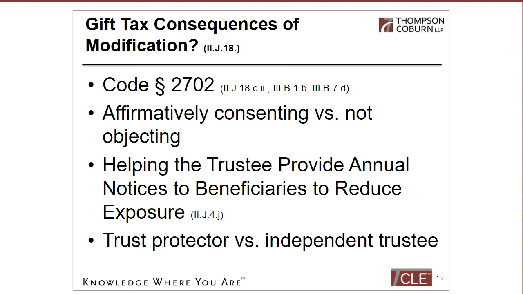And again, of course, the IRS will want to try to use whatever argument it can to get the higher value. Again, if somebody affirmatively consents, then there's a potential for it, like a release, as opposed to if they don't object, well, that's more like a lapse. And of course, you have the 5 and 5 power that's not a lapse. But also, if they don't object, maybe it's just because the cost of objecting is more than the benefit.